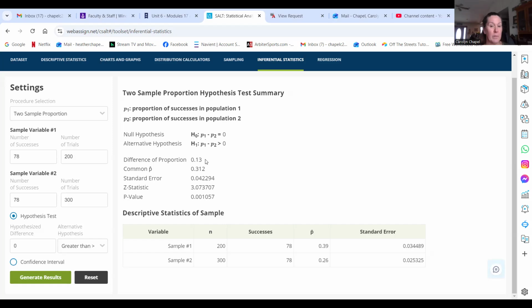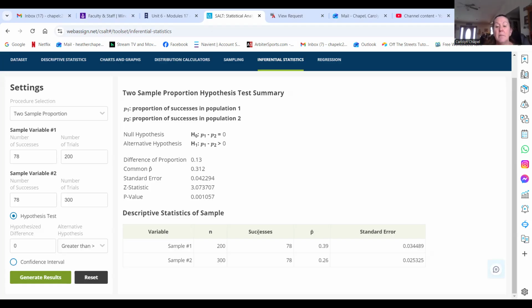The difference in those two proportions is 0.13. So they took the 0.26 and that 39% and subtracted it. The common, there's that 0.312 that we had done. That's that p, that common or combined or pooled proportion that we calculated at the end. My standard error, that's the square root thing on the bottom. There is my test statistic, 3.073707, and then my p-value, which is 0.001057.